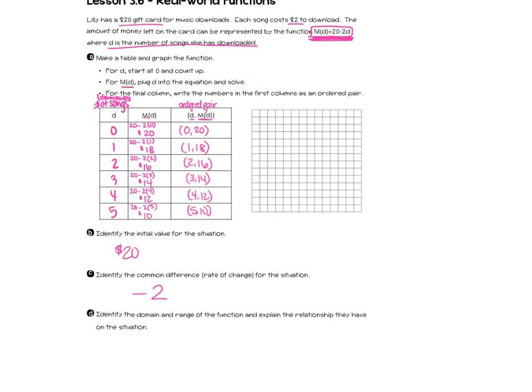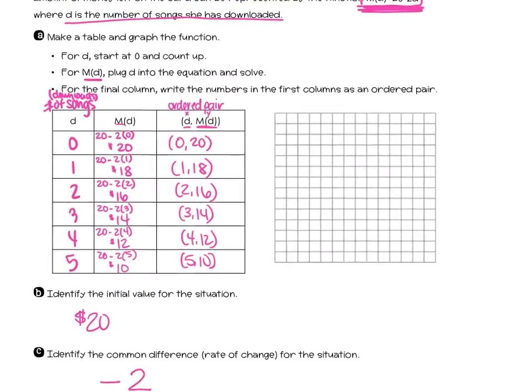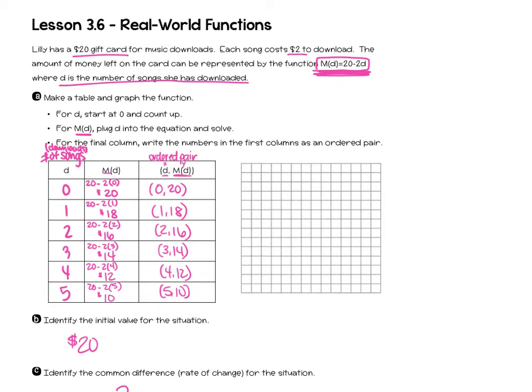I'm going to go back and do the graph before we go on to D. Remember, you want a title and then a label for each axis. So I'm just going to say gift card money for my title. We said D was the X, and here's my X-axis. I don't need to make the graph in the middle like that because all of these are positive, so I can just use the positive quadrant. So X is talking about number of downloads.